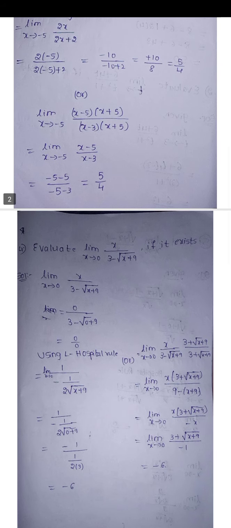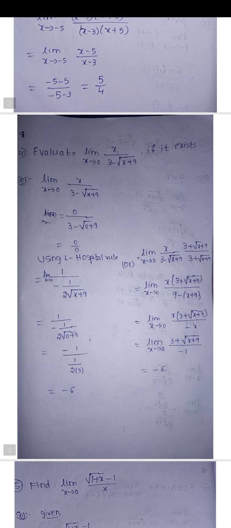Next we will go to another problem. Evaluate the limit as x tends to 0 of x by (3 minus root of x plus 9), if it exists. Solution: when we apply the limits, x equals 0, in place of x we substitute 0. 0 by 3 minus root of 0 plus 9. Root 9 means 3, so 3 minus 3 is 0. So it came as 0 by 0. It is an undefined form. So when we get an undefined form we have to use L'Hospital rule.